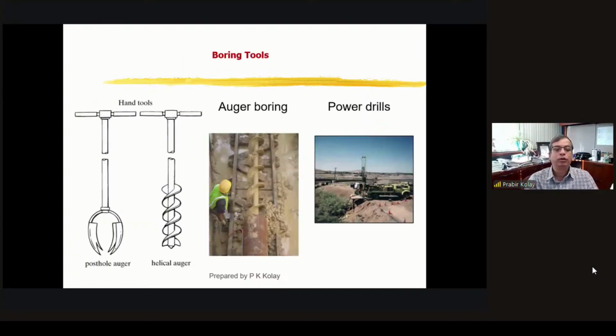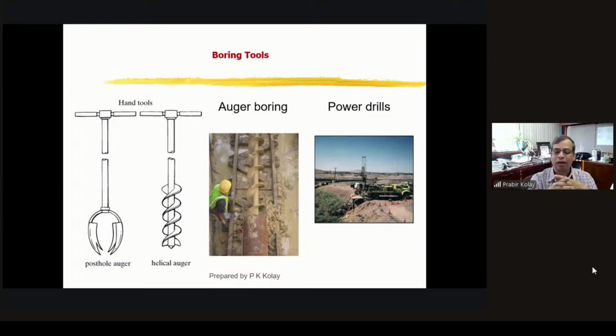So this is a boring tool. Again, everyone knows, like a post hole auger or helical auger, used to insert into the soil. There is also the hand auger, and obviously the power drill. So you need to use a machine so that it can bore, make a hole, and collect the soil sample, depending on the situation and how you're going to collect the soil sample.